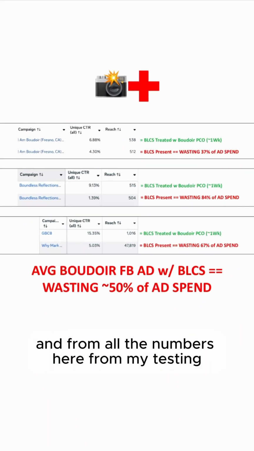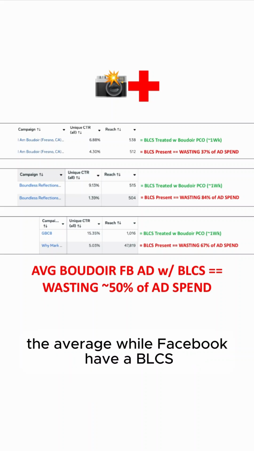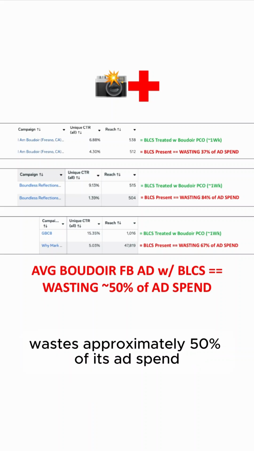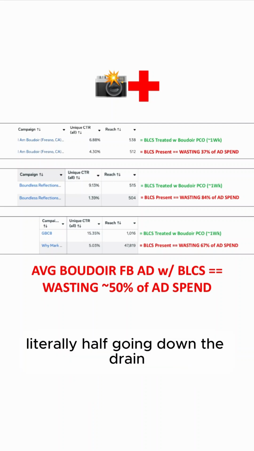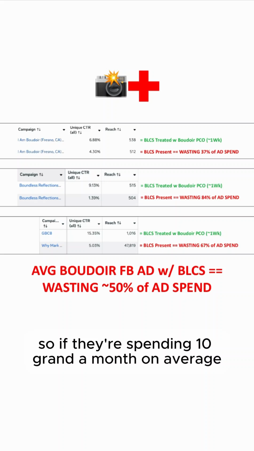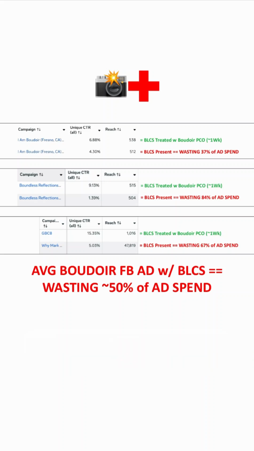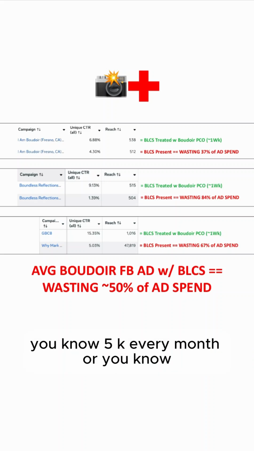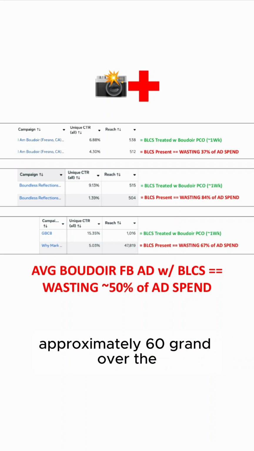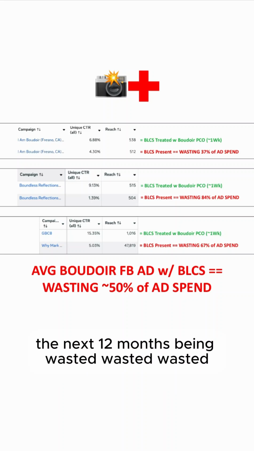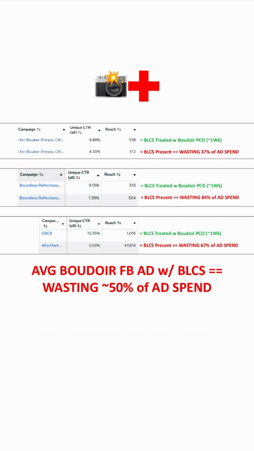And from all the numbers here from my testing, the average Boudoir Facebook ad with BLCS wastes approximately 50% of its ad spend, literally half going down the drain. So if they're spending 10 grand a month, on average, 5K every month, or approximately 60 grand over the next 12 months, is being wasted.